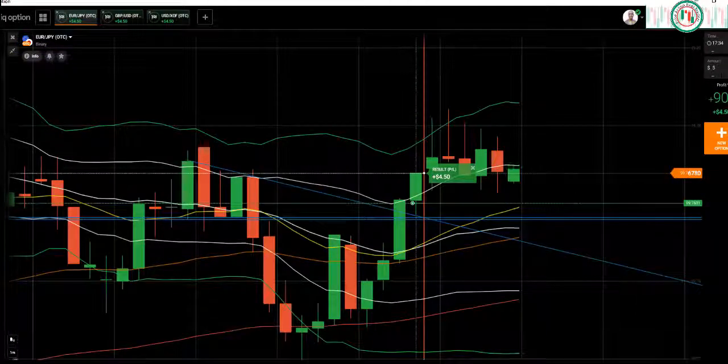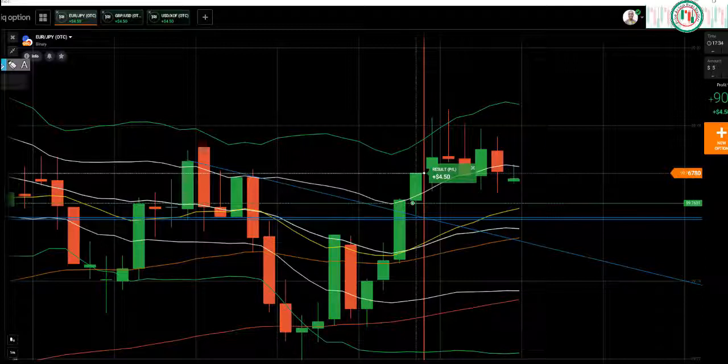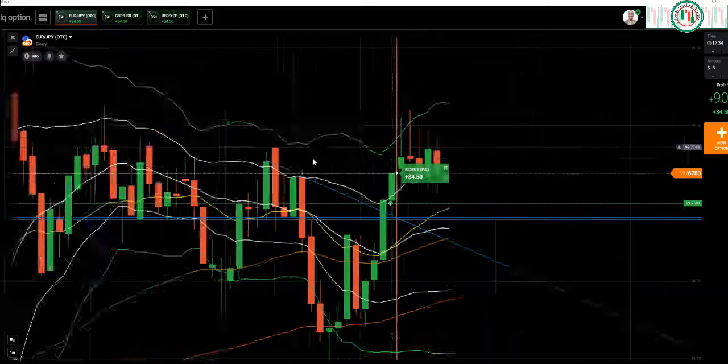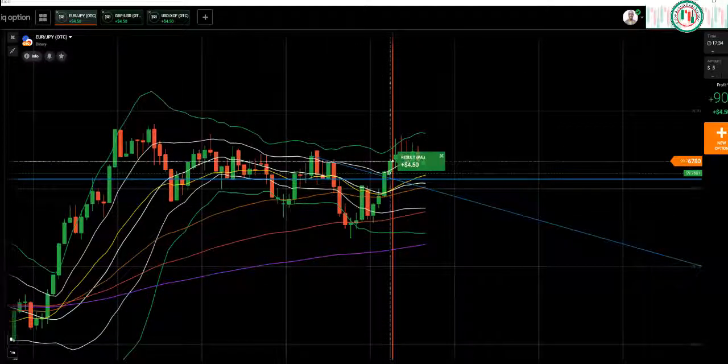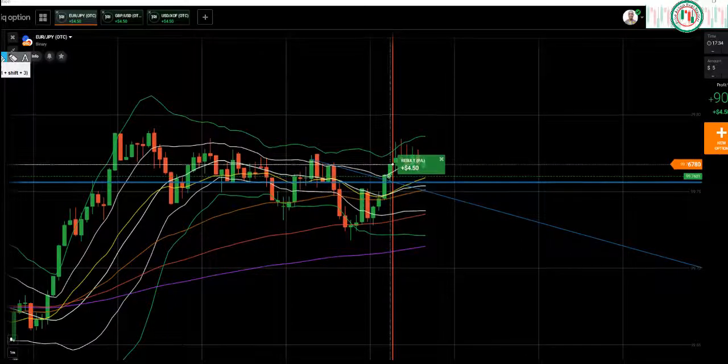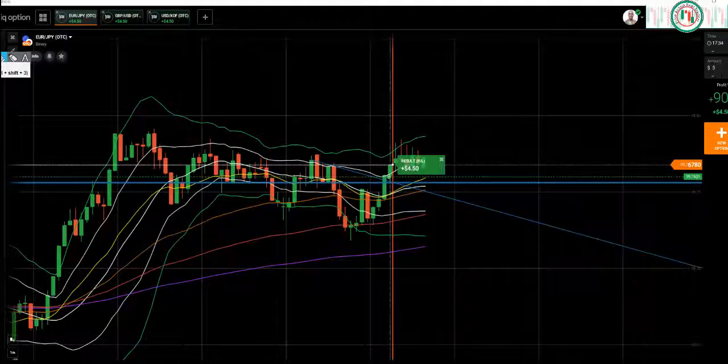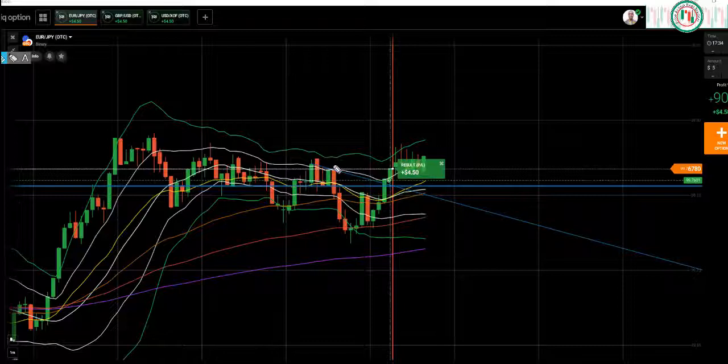So here, first of all, what I can see from this market before I take my trade, anytime make sure you have good reason to take trade. Try to analyze to take trade. Don't just take your trade anyhow. Try to analyze before you take any trade.